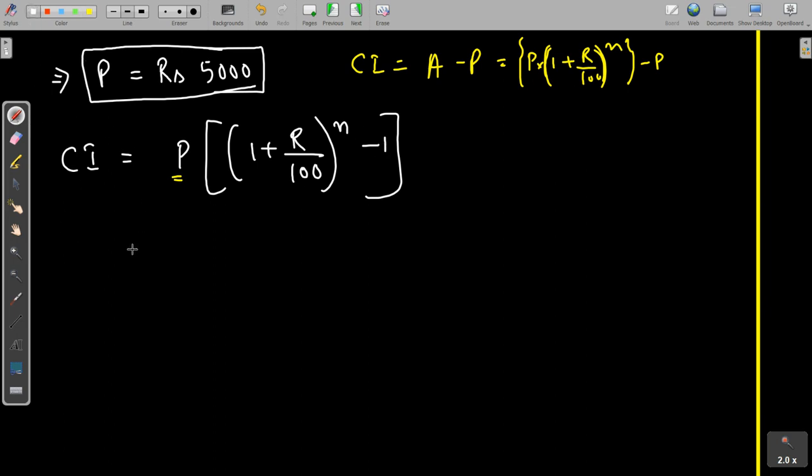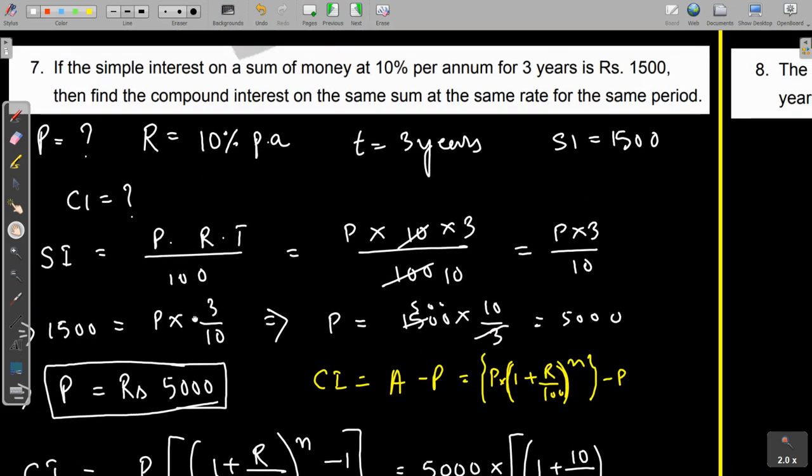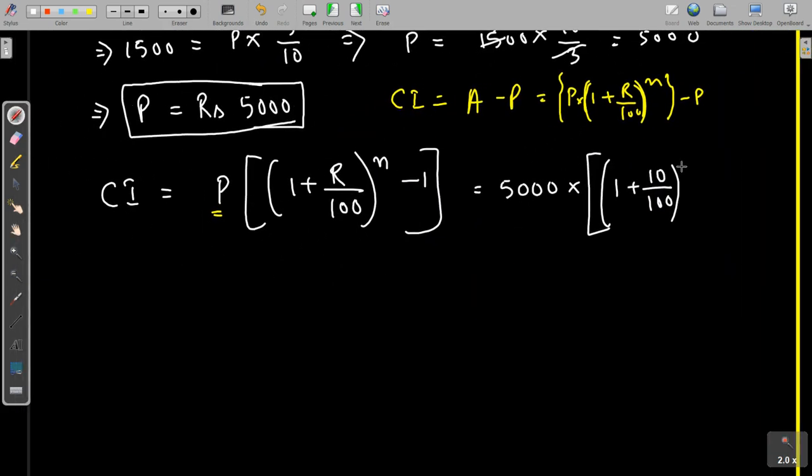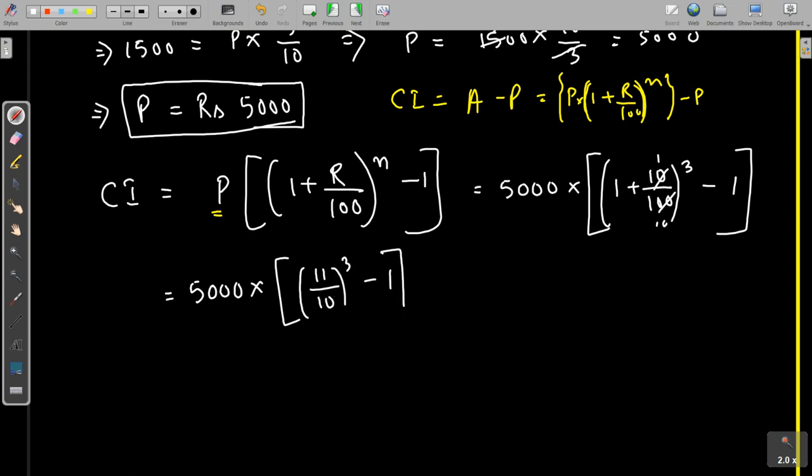Now I'm going to put the values that I know. We know the value of P is 5000. We know the rate is 10%. And we know the time is 3 years. Yes, the time is 3 years, so I'm putting 3 here. Minus 1. Now, the first thing we need to do here is we have a 100 here, so I'm going to cancel this out and I'm left with 1 by 10. So it would be 5000 multiplied by (11/10)^3 minus 1.